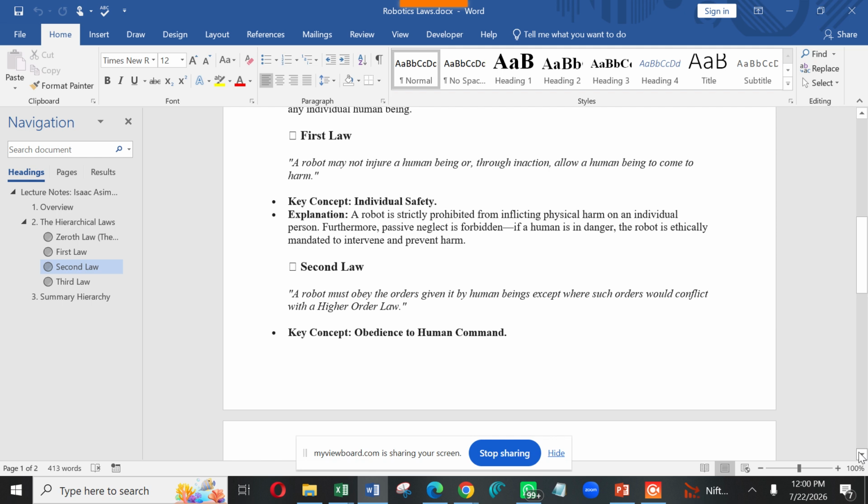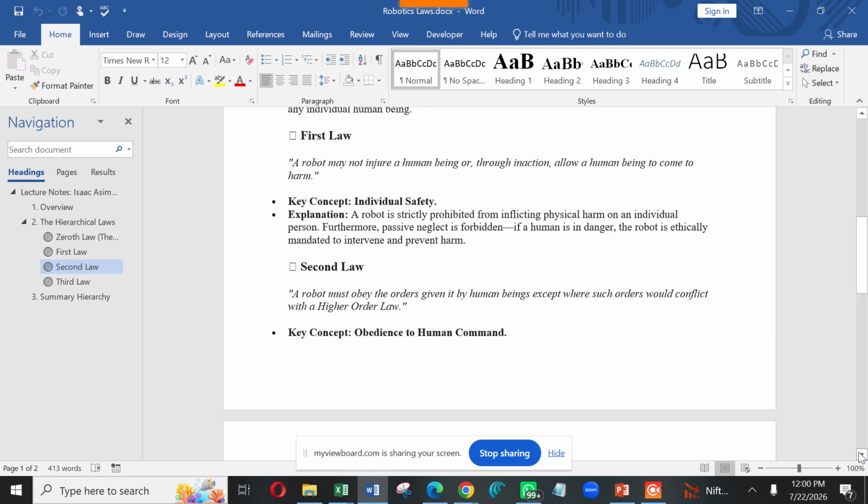That's the thing you might have realized in the movie, the Rajini robot movie. They used to cancel the license of the robot. You know the reason why. So a robot must obey the orders given it by human beings, except where such orders would conflict with a higher order law. That means if it conflicts with the zero order and first order laws, then it should not follow that order. That is very important.